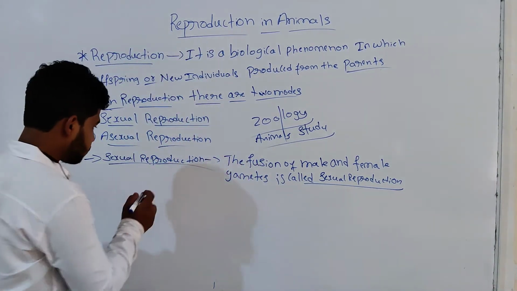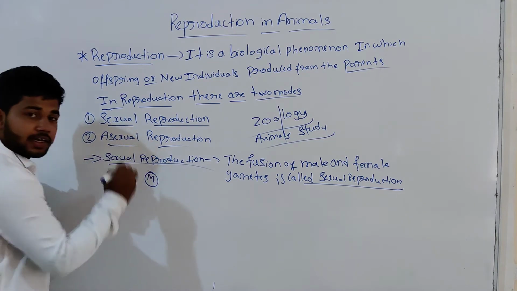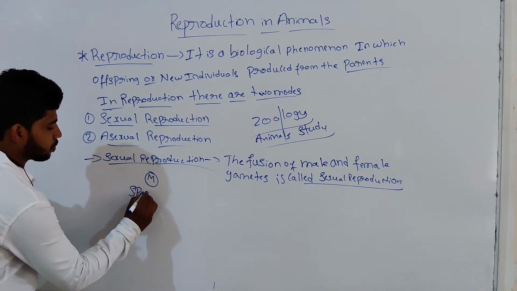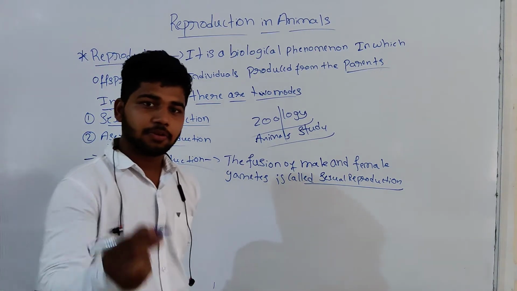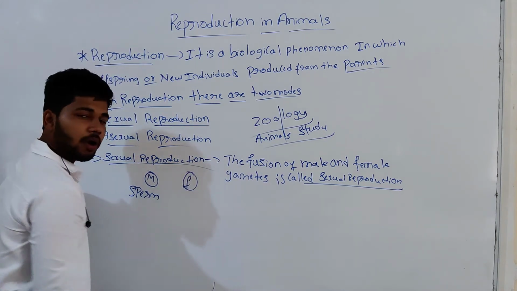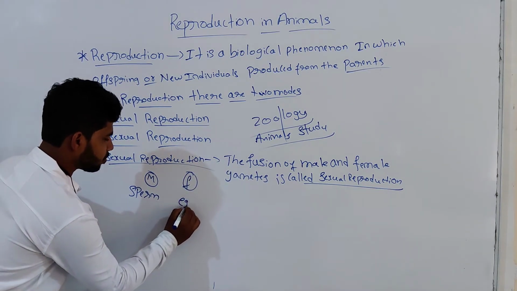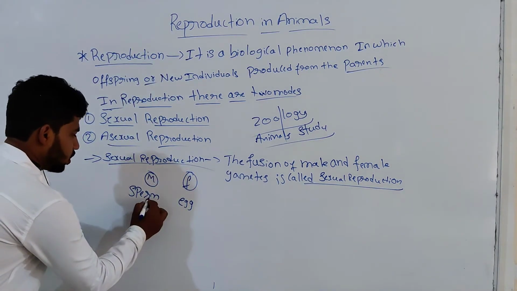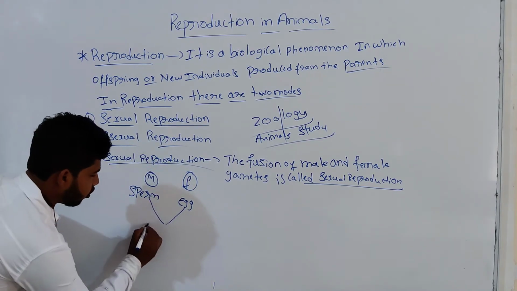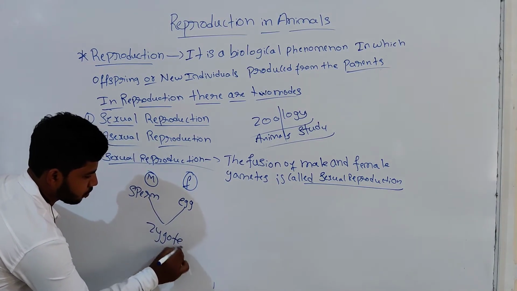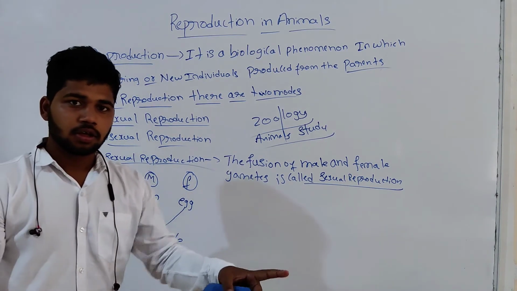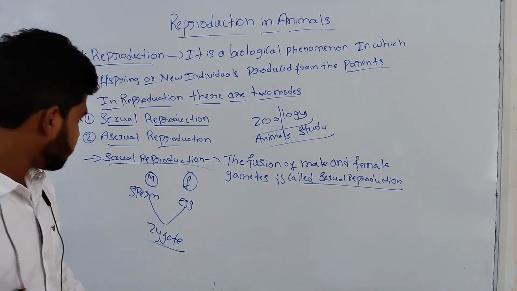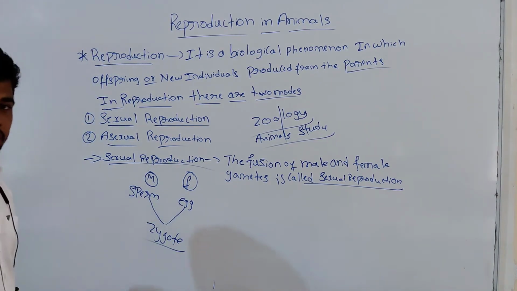Take one example. In human beings, the male contains sperm, and in the same way the female contains the ovum, the egg. The sperm and egg are fertilized to form the zygote. After that it continues, and the zygote develops into a baby, and next it gives birth. It is an example of sexual reproduction.